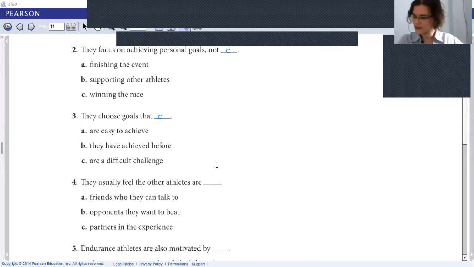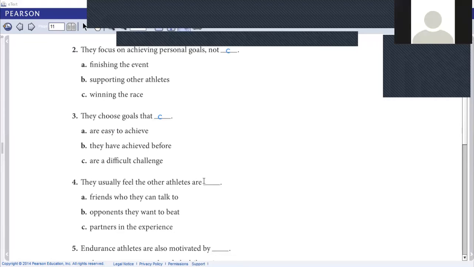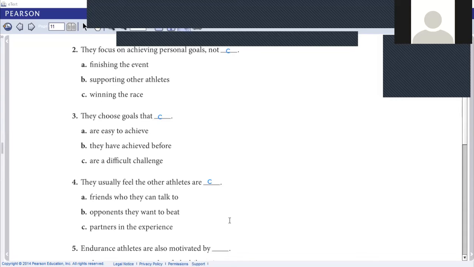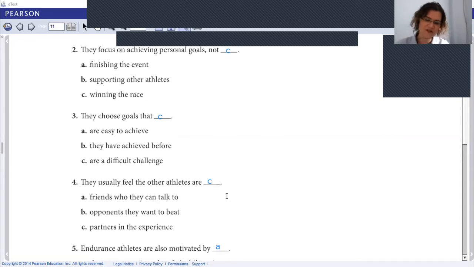What about 4? Someone else? Shannon, are you here? Yes. Can you answer number 4? C, partners in experience. Yep. So they usually feel the other athletes are partners in experience. So they're not so much into that as a rivalry or something like that. Okay, endurance athletes are also motivated by someone else? A. Awesome. Natalia, I would call it Natalie, a very nice name. A, yes. The strong emotions they feel while racing.